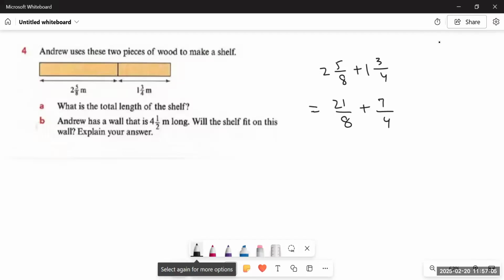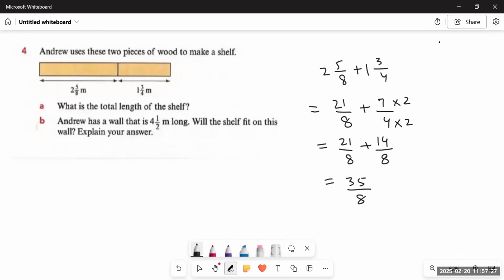Students, there was a mistake. First, we have to multiply 4 by 2. We mistakenly wrote 8 over here to make the denominator same. So it would be 21 upon 8 plus 14 upon 8. Okay, not 7 upon 8. And then after adding 21 and 14, the answer to this would be 35 upon 8.